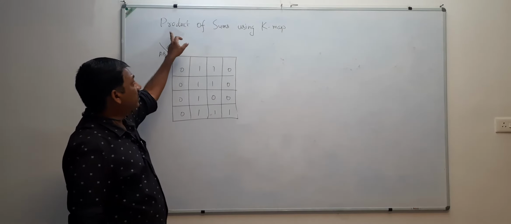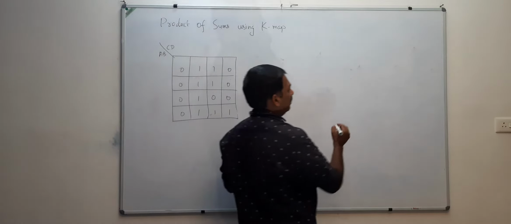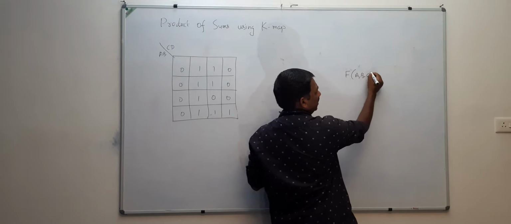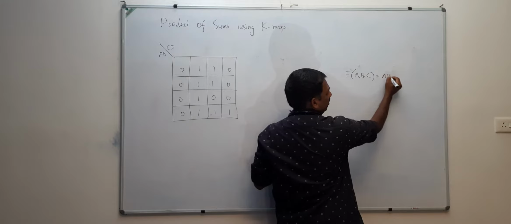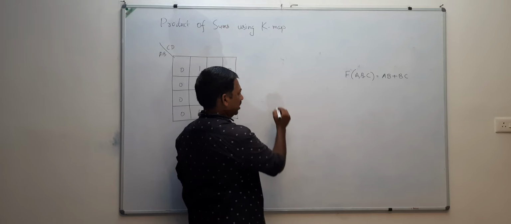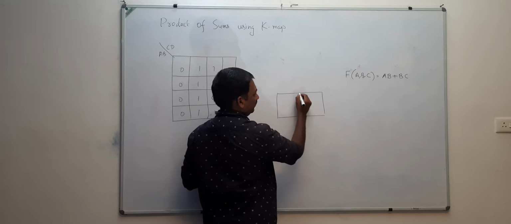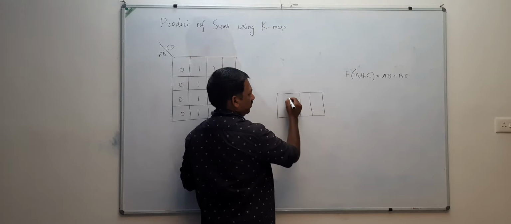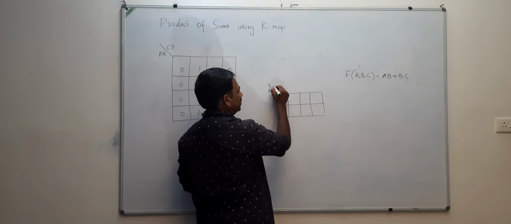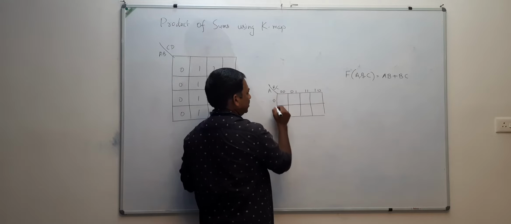Today, I am going to take product of sums using Karnaugh map. For example, suppose that you have a function of ABC, like f(A, B, C) = AB + BC. That is the function, and the Karnaugh map corresponding to that is here. This is A and this is BC: 00, 01, 11, 10, and 0, 1.